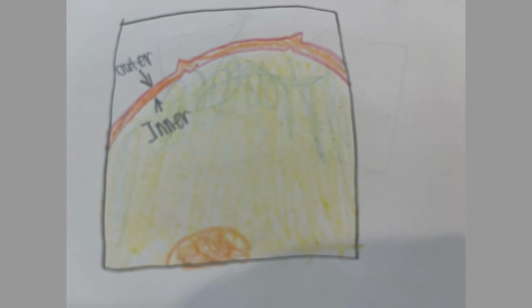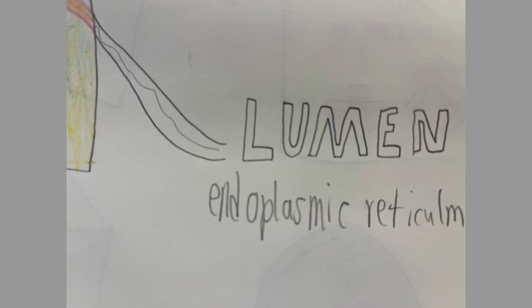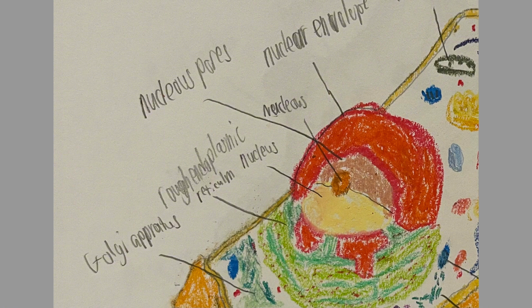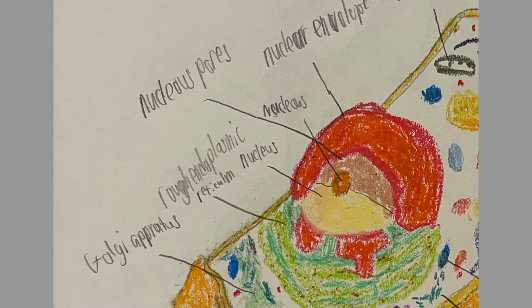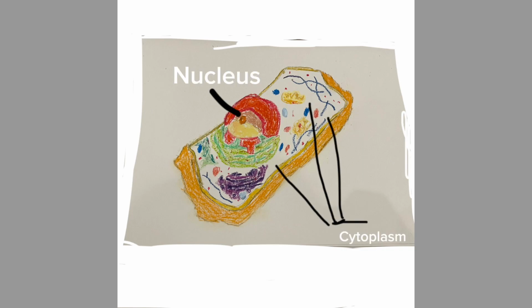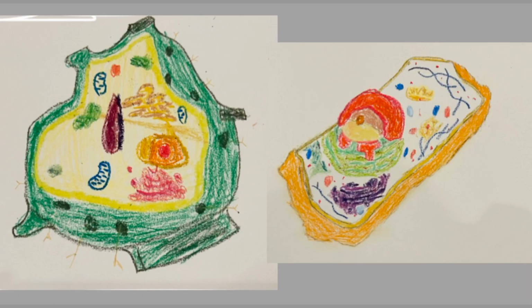The space between the inner and outer nuclear membrane is directly connected with the lumen of the endoplasmic reticulum. The nuclear pores are channels in the nuclear envelope that regulate the transportation of molecules between the nucleus and the cytoplasm. It is found in animal and plant cells, but it is found on or in the nucleus.